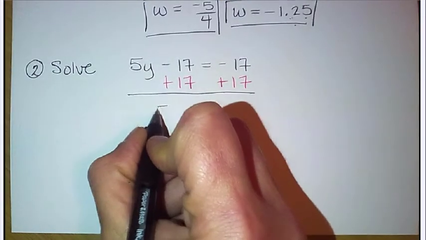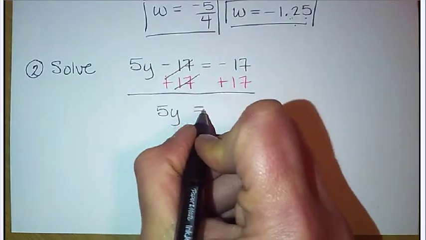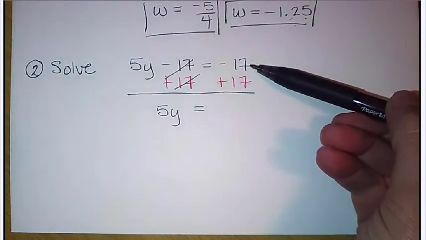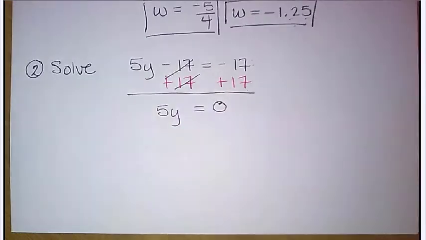Again, we're going to have our 5y and our 17's are going to cancel each other out. And then negative 17 plus 17. So I owe you $17 and I pay you back $17. So I don't owe you any money, that's 0. And a lot of times people want to stop the problem right here and say that this has no solution. But remember, 0 is a perfectly fine answer. So we're going to continue to work this problem.